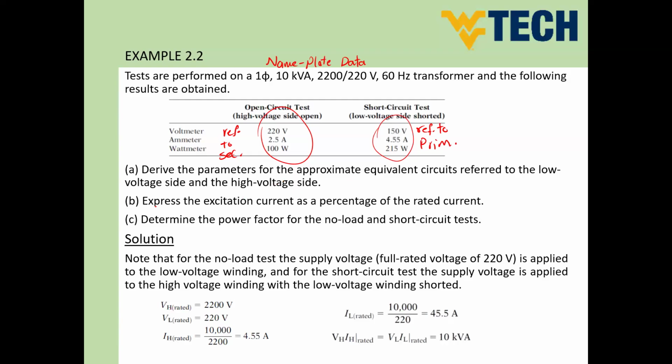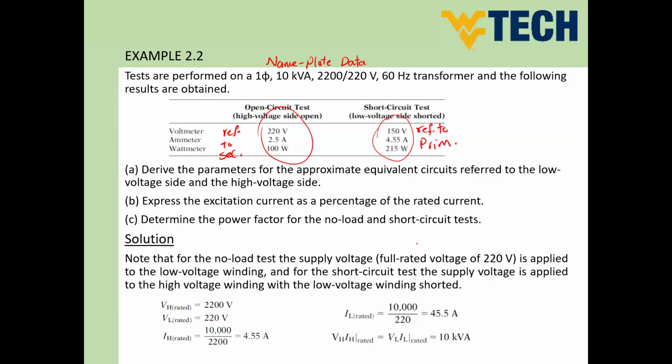Then part B, express the excitation current as a percentage of the rated current. Excitation current is the no load current. So here he just needs to make sure you know the per unit value of the excitation current. So we mentioned that excitation current is around 5% of the rated current. So we will see how much we have here. Then determine the power factor for the no load and short circuit test. This is just to give you the sense of how much power factor we should see during open circuit or short circuit.